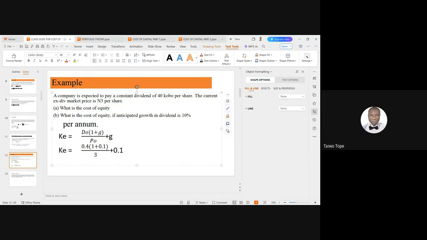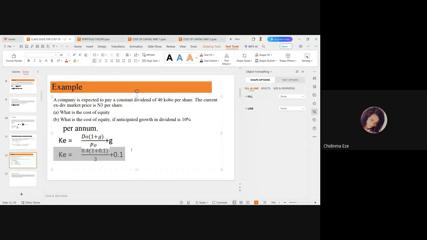What will be your results? 2.5 divided by 2.5, 0.5 plus 1. 0.246, approximately 0.25, times 100. In percentage, you have it as what? 25%. Yes, 25%. But who is not getting it?